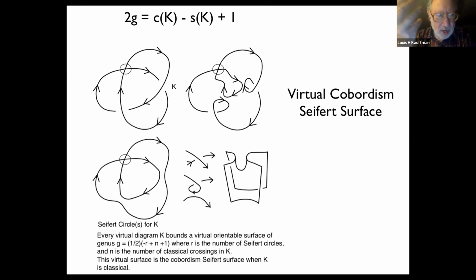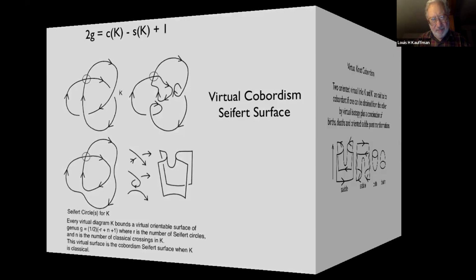But nevertheless, a surface, you can ask, what is the least genus surface that you can build in the virtual four-ball in this sense? And the genus of this surface is equal to 1/2 of the number of crossings minus the number of Seifert circles plus 1, if you cap it off with disks. That's exactly the same formula as for the Seifert surface, but it's a virtual four-ball genus surface.